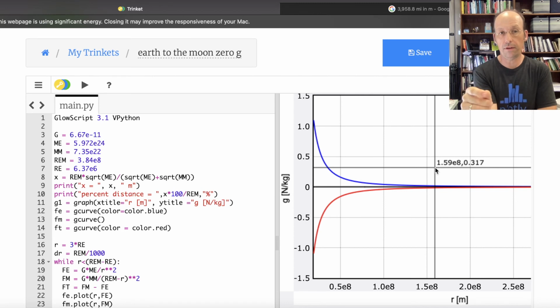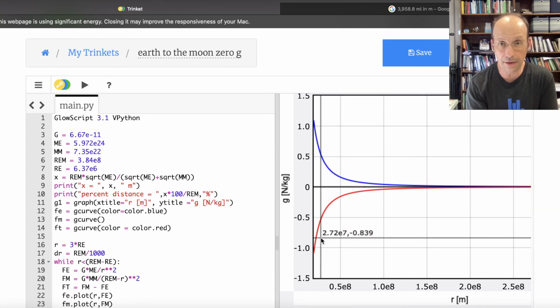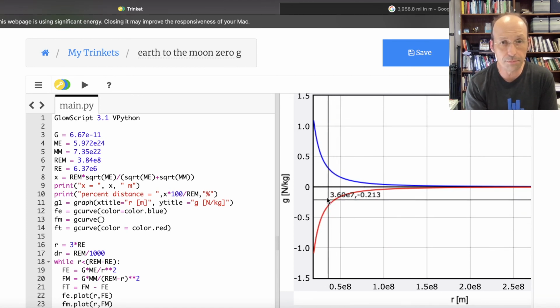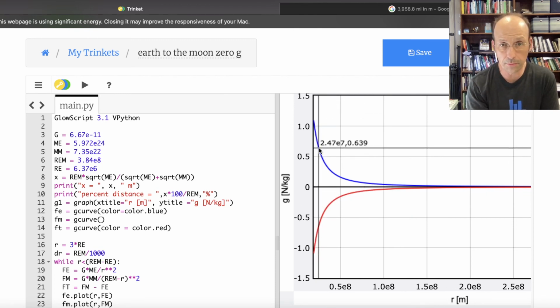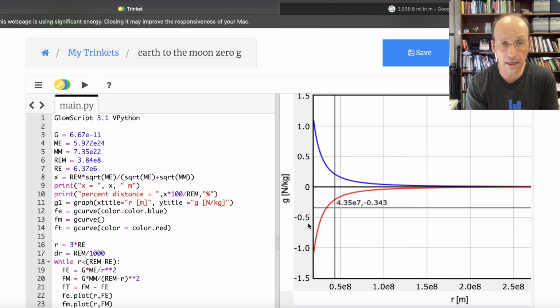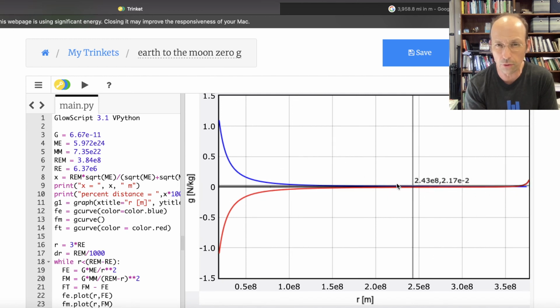So the red one is the total. Okay, so I think that's okay. The red one's the total in the negative direction. So when I'm over here, it's mostly dominated by the Earth, right? It goes up to a very high value. And over here, it finally ends up going greater than the Moon. But I can't see what's really going on over here. So let's go from right here.